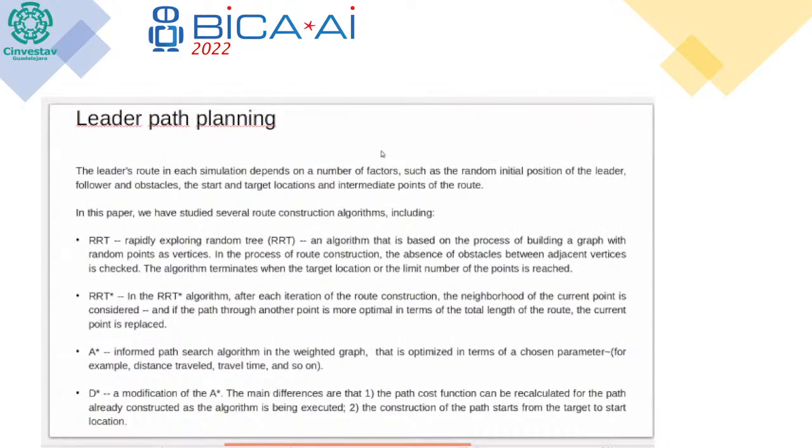As I said before, one of our subgoals was to choose one of the path planning algorithms. We considered 4 algorithms that we could separate into two groups. One is rapidly exploring random tree and its modification. The other one is the classical algorithm A star and its modification, dynamic A star, D star.